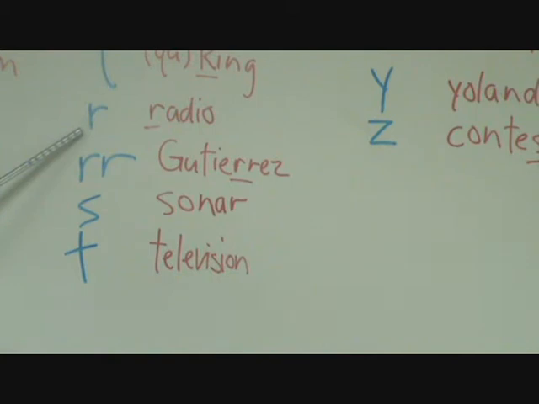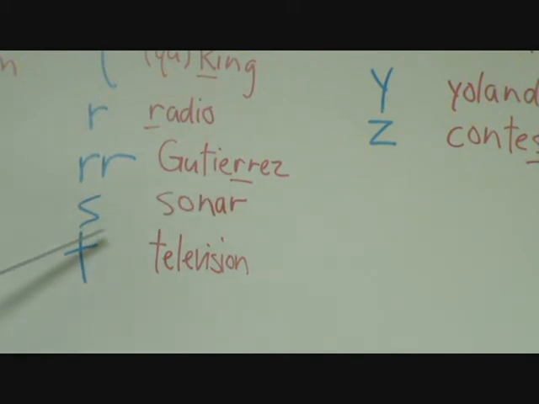The next letter is R, pronounced like the R in English. For example, this word would be radio in Spanish. The next letter is a double R, and this is where you roll your R's. Here I have a Spanish surname, Gutierrez. You roll the R a little bit. Now, even a single R, like the one above this here, will be rolled at the beginning of a name, like, for example, Ramón, R-A-M-O-N, would be Ramón instead of just Ramon. So here in the middle of this word, this is Gutierrez.